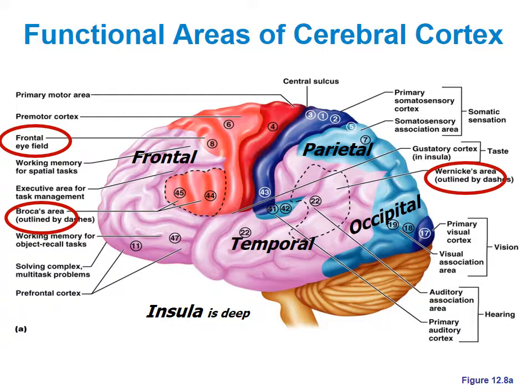The frontal eye field controls eye movements. Broca's area generates motor commands for speech. Wernicke's area understands spoken language. The ventricles: the cerebrum houses a lateral ventricle within each cerebral hemisphere.